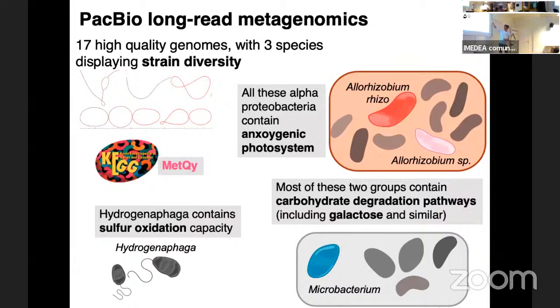Then several species from these two groups have carbohydrate degrading pathways around galactose as a monomer and similar compounds. And then we have Hydrogenophaga, which is a known sulfur oxidizing bacterium.